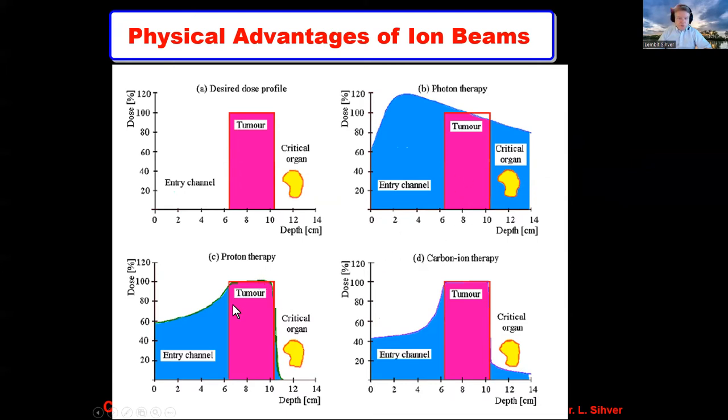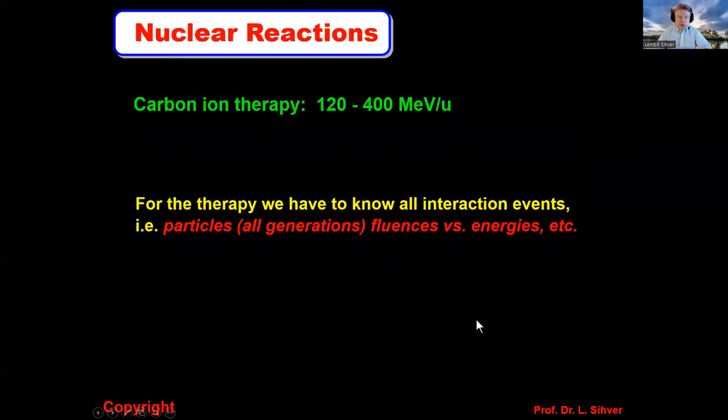Proton therapy, if you superimpose and create a spread out Bragg peak, you get a plateau region with high dose, and you get less in the entrance channel and nearly no dose in critical organs after the tumor. But in carbon therapy, you get even less in the entrance channel for the same tumor dose, but you also get some dose after the tumor, and this can hit potential critical organs. And why is it so? Because this is nuclear reactions again.